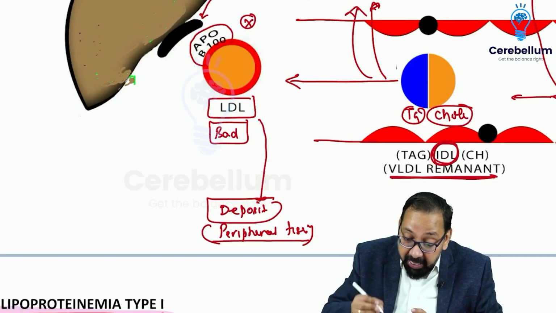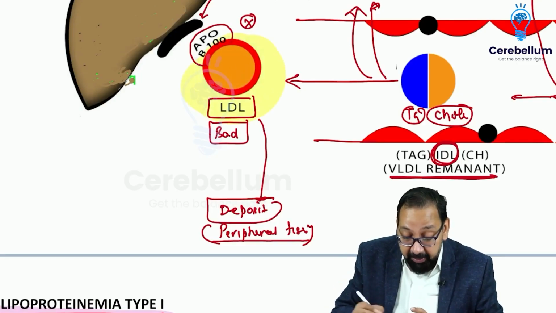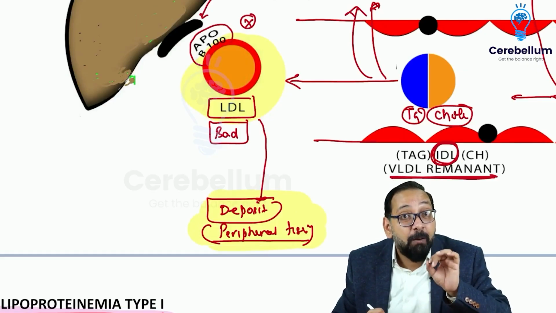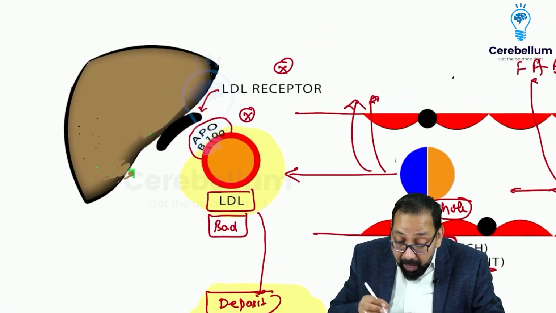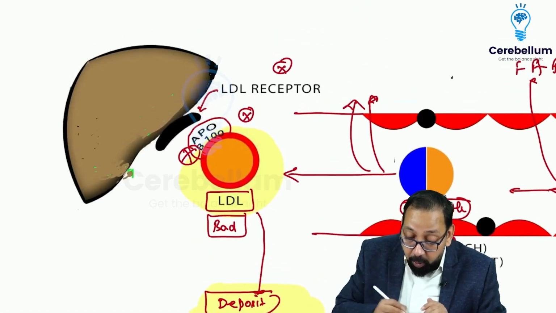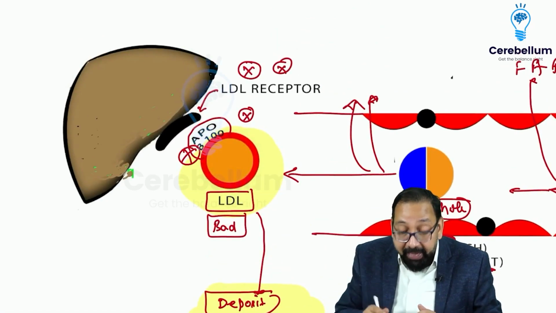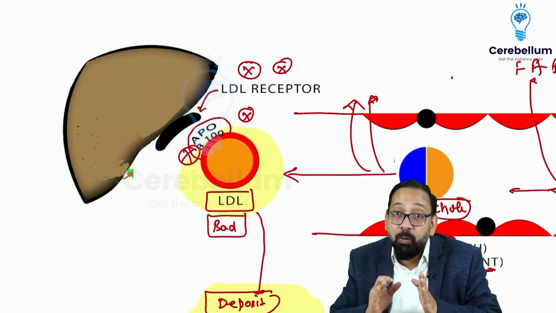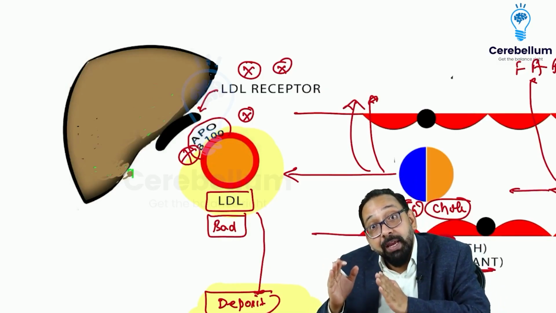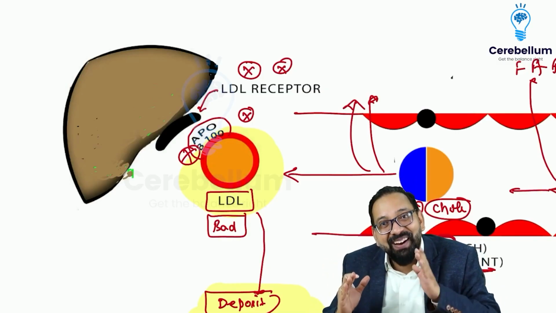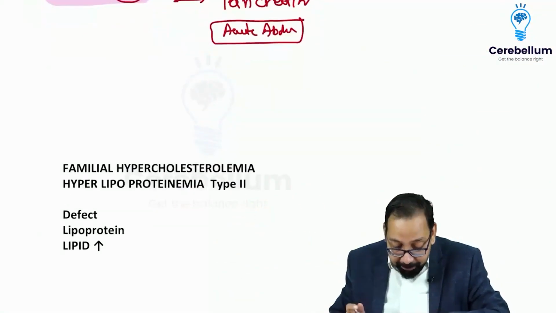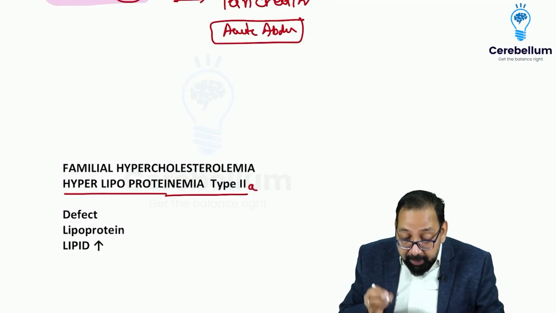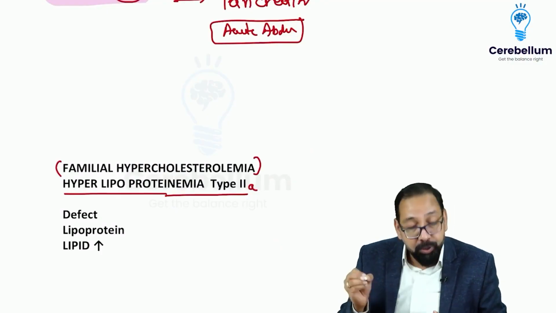That's why we say in blood, if LDL is high, then it is predisposed to coronary artery disease. What are the reasons when LDL will be high? If ApoB100 is defective or LDL receptor is defective, then LDL will not be cleared from blood, and this will cause type 2A hyperlipoproteinemia. Type 2A, another name is familial hypercholesterolemia.